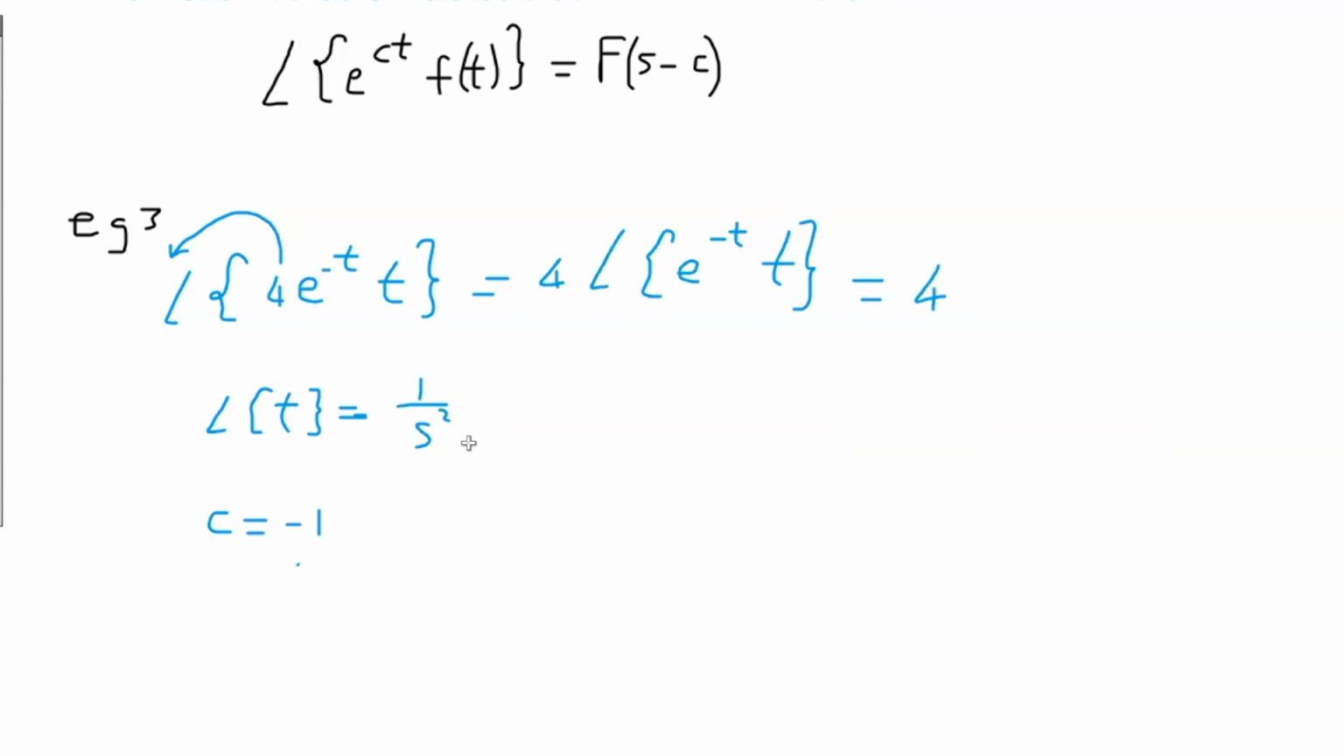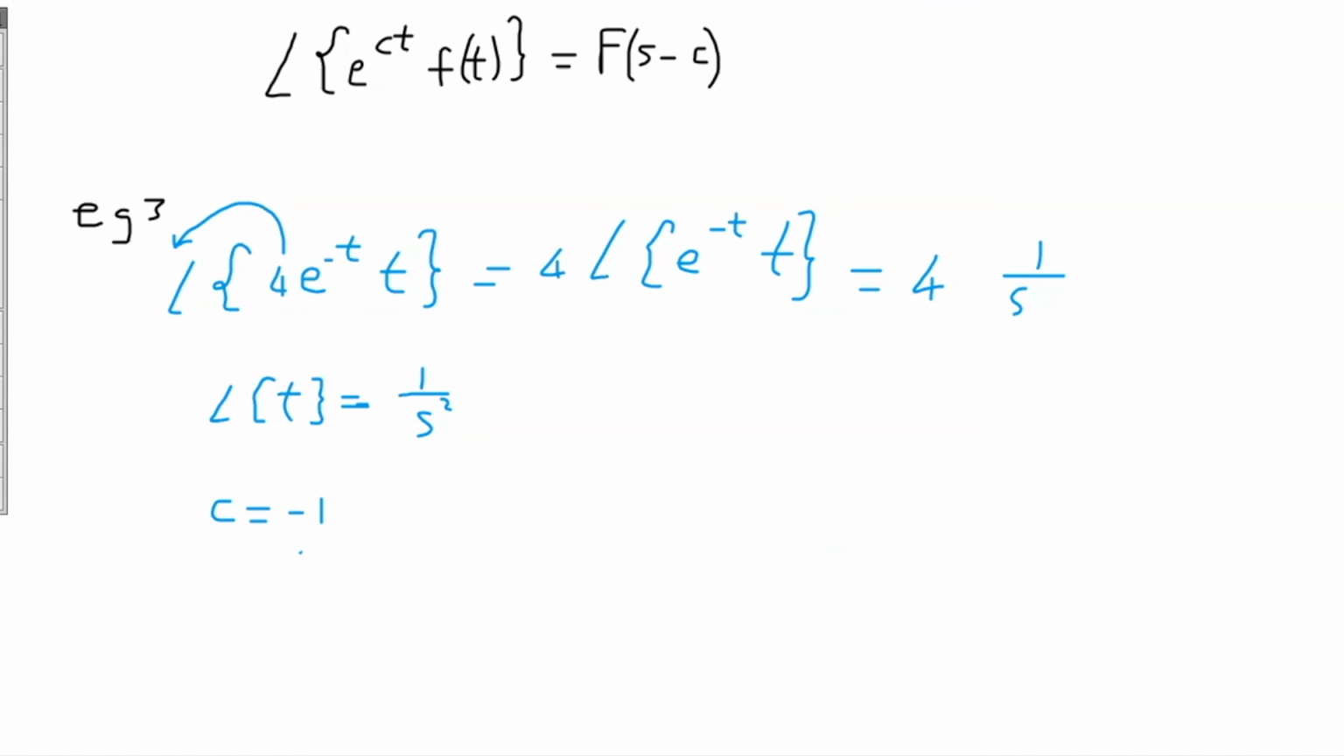Now, for 1 over s squared, we're going to subtract negative 1 from s. Subtracting minus 1 will change the sign. So we'll have s minus, then minus 1, because c is minus 1, all squared. Negative and negative will make it positive. Remember, we're subtracting c, and c is negative 1. So the signs change, and this becomes plus.